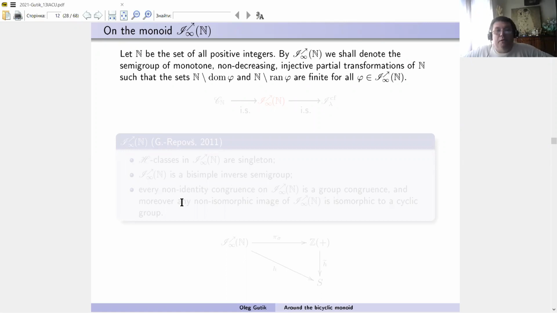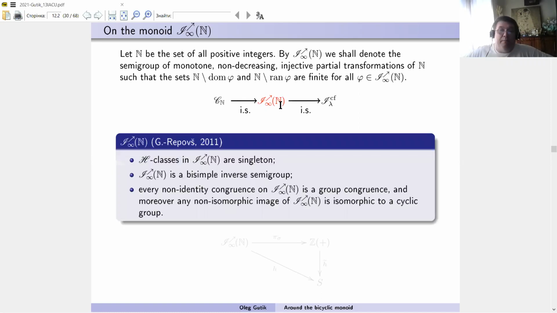What do we have when we consider the set of positive integers, and the monotone, non-decreasing injective partial transformations of N, such that the complement of the domain and the complement of the range are finite for any element of that set? We get a semigroup with similar properties to the bicyclic monoid. All H-classes of this semigroup are singleton. This semigroup is a bisimple inverse semigroup, and every non-identity congruence is a group congruence. Moreover, any non-isomorphic image of this semigroup is isomorphic to the cyclic group.